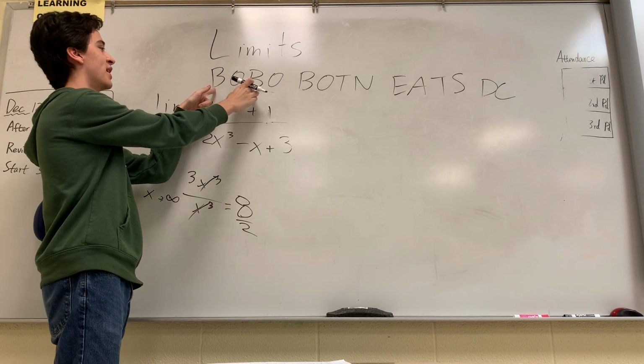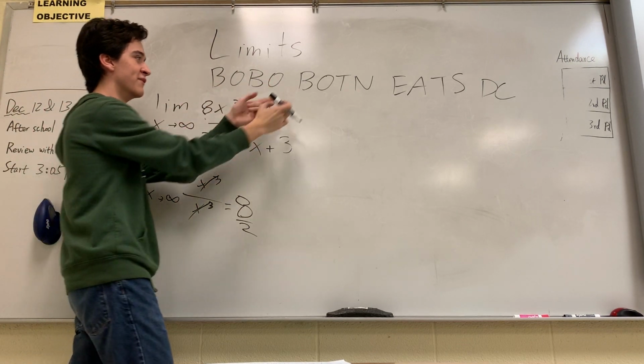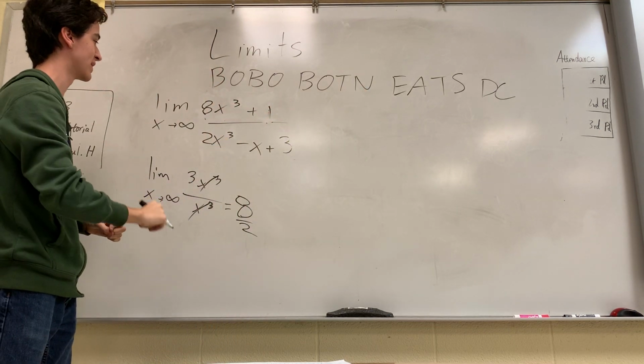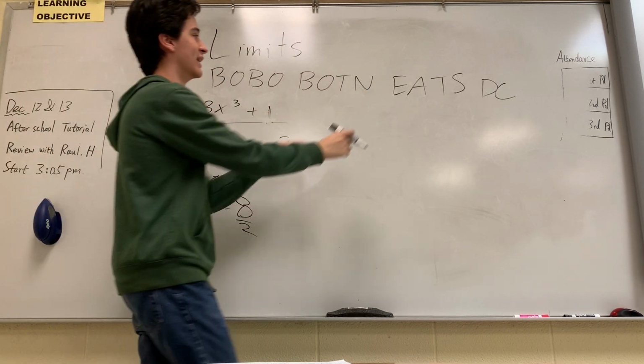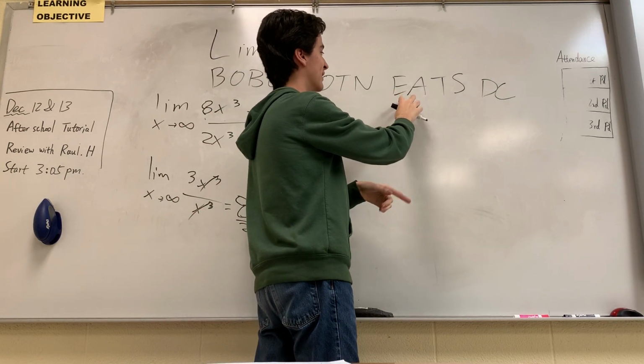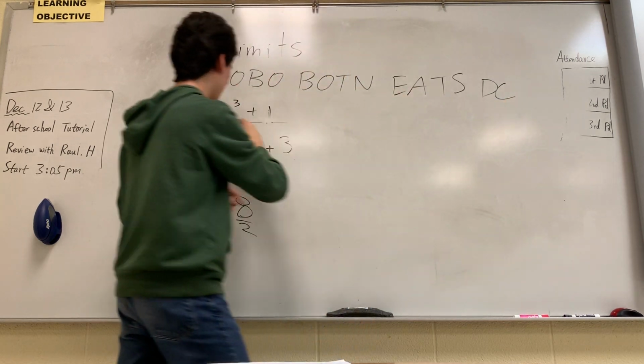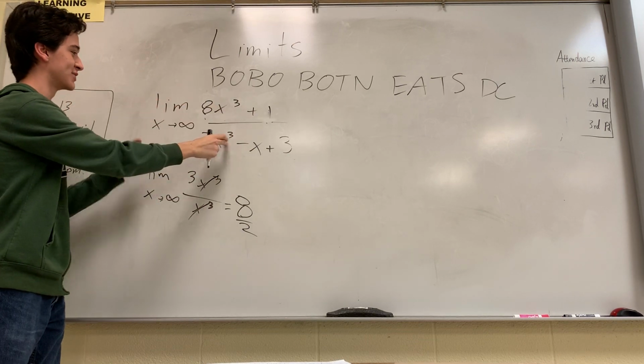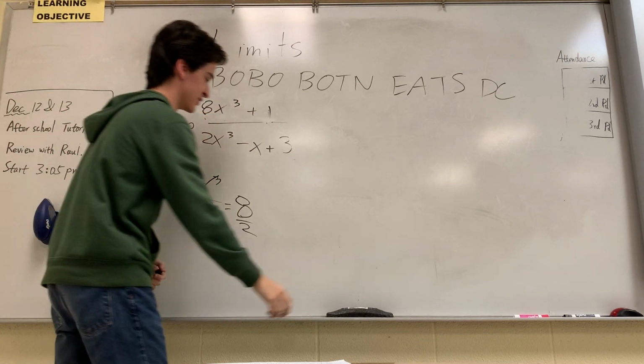If it's bigger on bottom, then you go to 0. That's what we saw. If it's bigger on top, then you go to infinity. And actually, there's one more case I have to show you. Negative. Yeah, the negative. And then if you have equal degree, then you divide the coefficients.